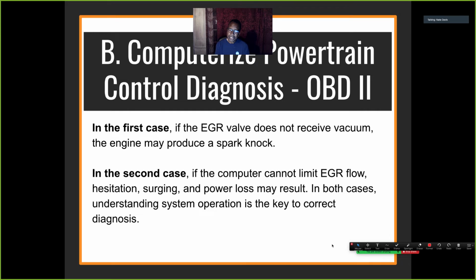In the second case, if the computer cannot limit the EGR flow, hesitation, surging, and power loss may result. In this case, some solenoids receive manifold vacuum, but the computer bleeds off the vacuum to control the EGR flow. If it's unable to do that, you'll get too much EGR, and that's when the car starts hesitating, or the car can even cut off, like when you come to a stop sign. The valve might stay on. So too much EGR flow is a problem, and not enough flow is a problem.